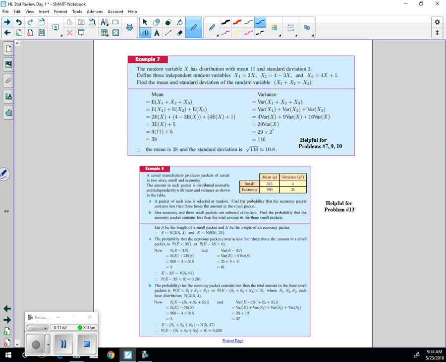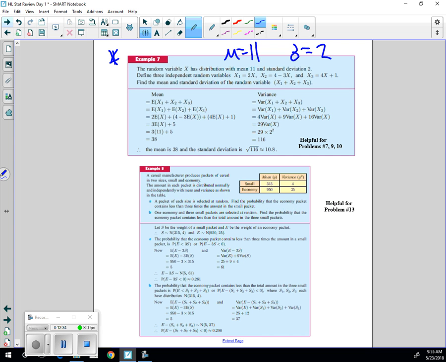So let's do this example 7. This is all I need to do. The random variable x has a distribution with mu equal to 11 and a standard deviation of 2. Define 3 independent variables, x1, x2, and x3, and you're going to find the mean or the expected value of these 3 and the variance of those 3. So if we do E of x1 plus x2 plus x3, we can split them up. E of x1 plus E of x2 plus E of x3. Likewise, variances: variance x1, variance x2, variance x3.